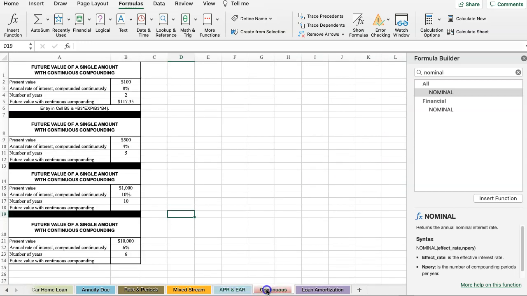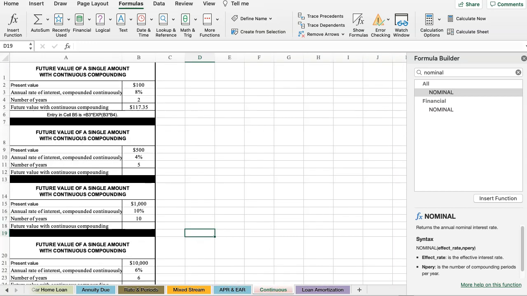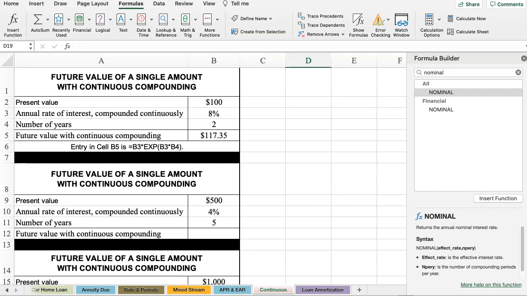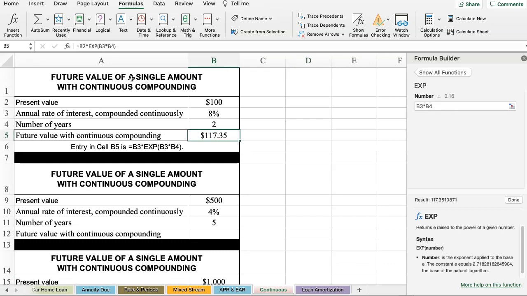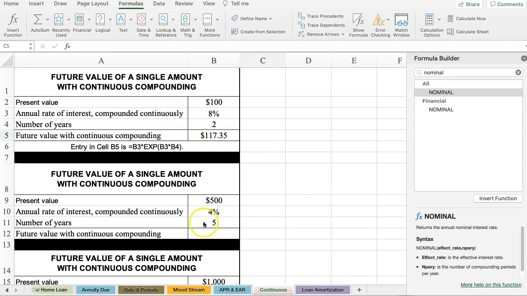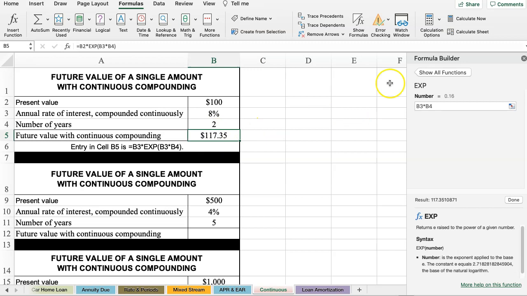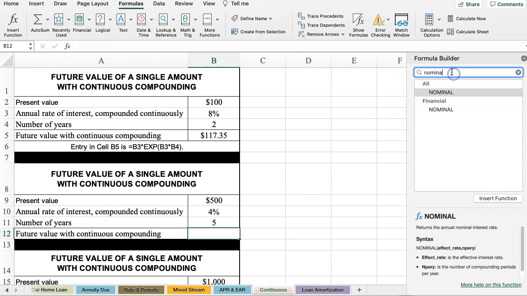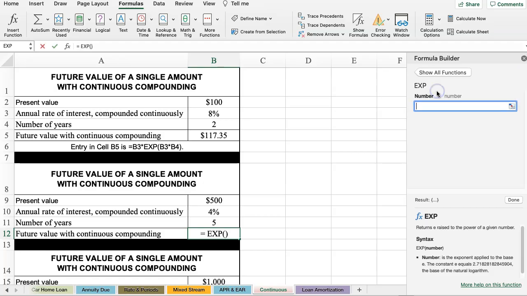Now let's go continuous. So continuous compounding. Here's the formula. So calculate the continuous, B2, which is the present value. I'm going to multiply that by the EXP, which you bring into the exponent, and then B times the time. So if we look here, we want to use the formula EXP. Go here, type in EXP.